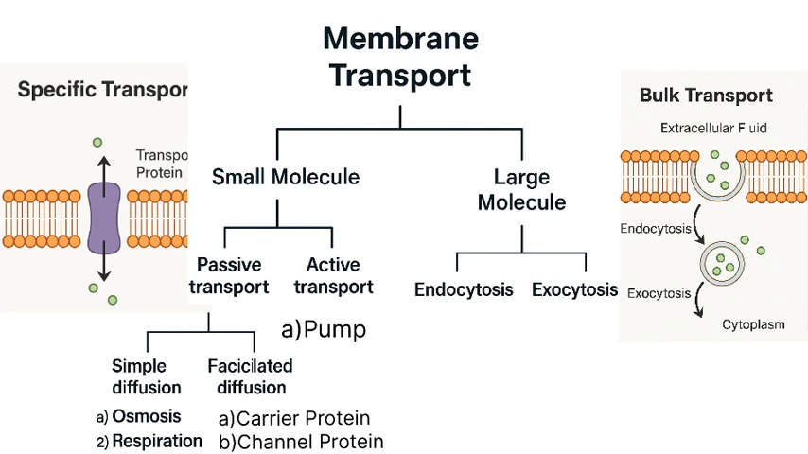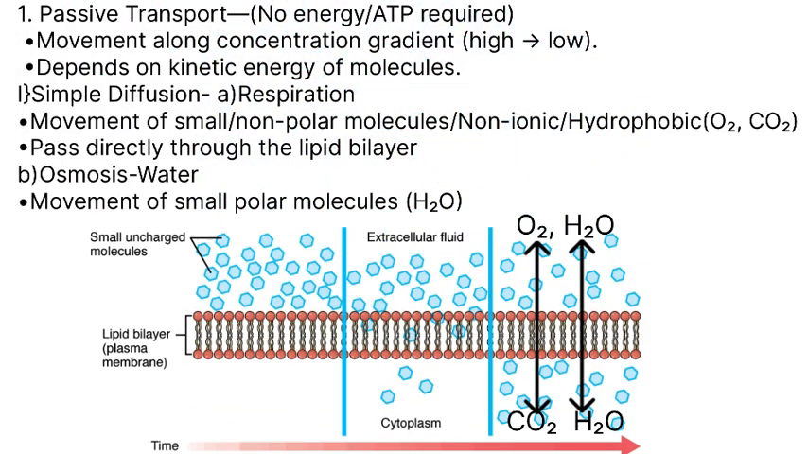In the passive transport, we will see simple diffusion with examples like osmosis and respiration, and in the facilitated diffusion, we will see carrier proteins and channel proteins. Then we have active transport, where we will discuss pump proteins. So let's begin with the passive transport.